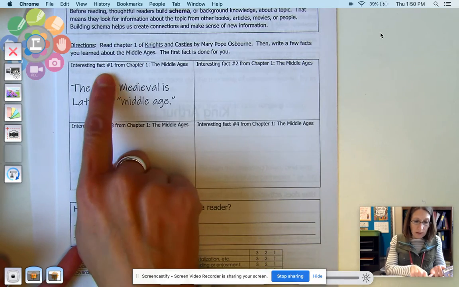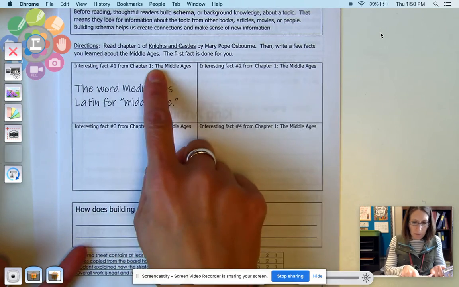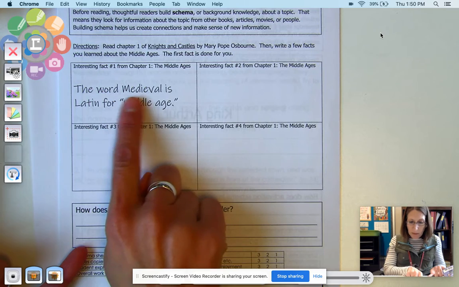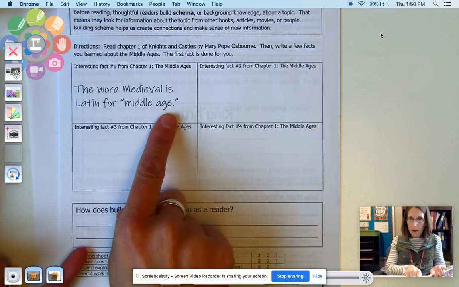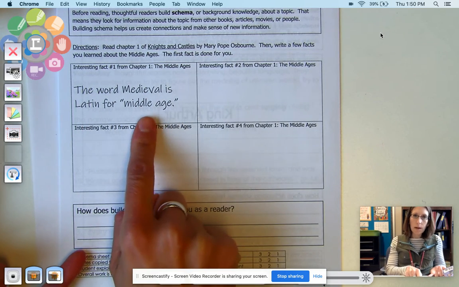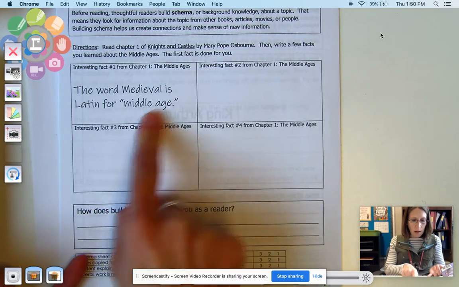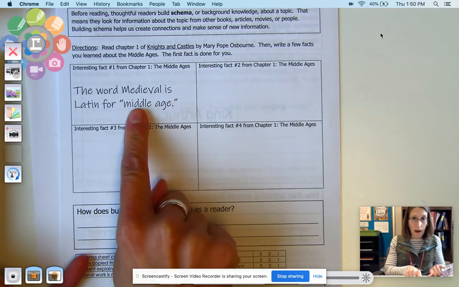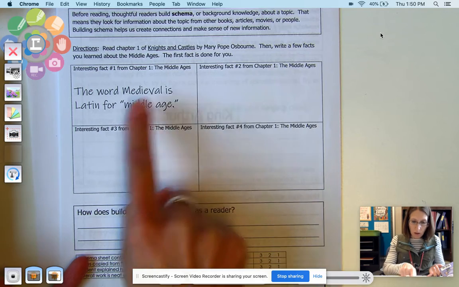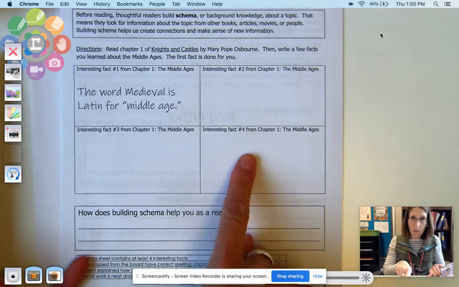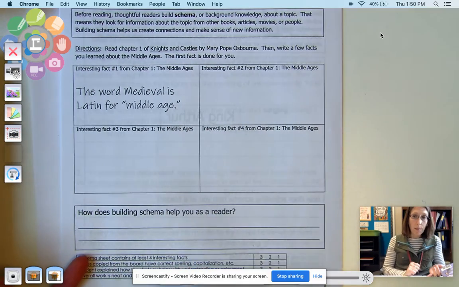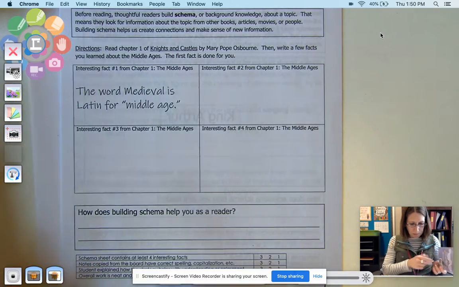So interesting fact number 1 from chapter 1, the Middle Ages. The word medieval is Latin for middle age. So that is one fact that we're going to learn in chapter 1. So I already gave you one fact. After we're finished reading, you're going to write 1, 2, 3 more facts about the Middle Ages.